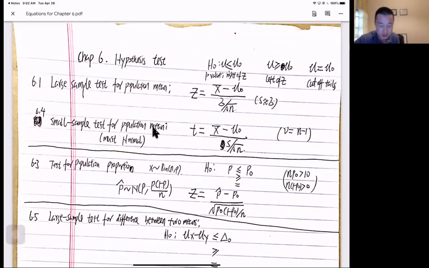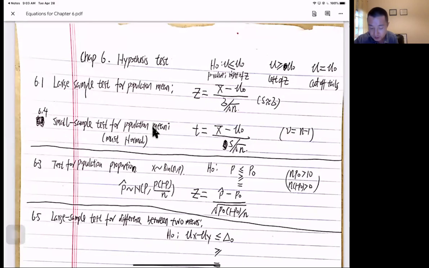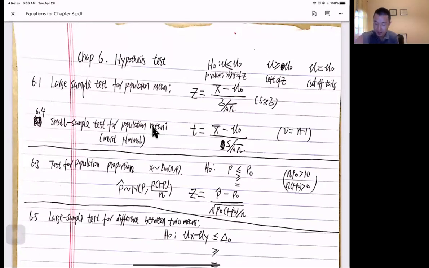Here are different situations. For example, section 6.1, we talk about large sample test for population mean, and we need to calculate the z-value, the z-score. And here is the setup of H0, so mu less or equal to mu 0, larger or equal to, and how we find out the p-value based on the setup of H0 and H1.